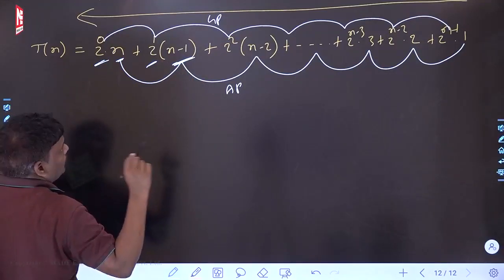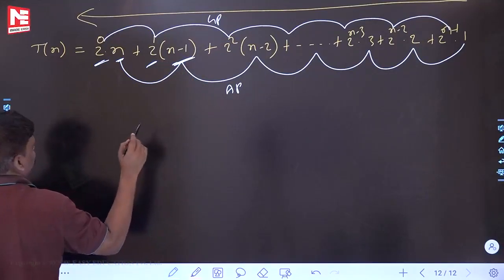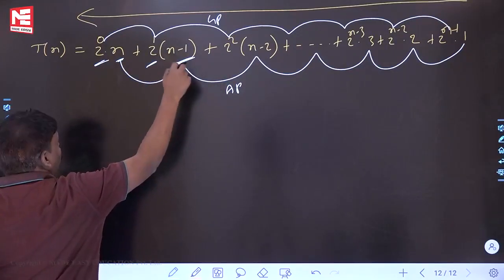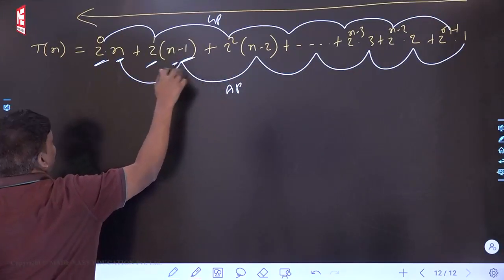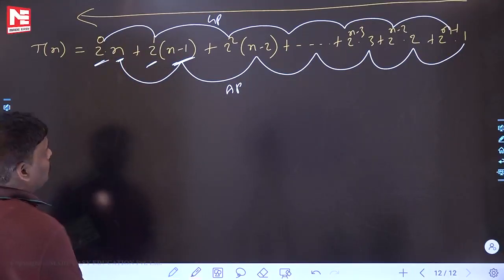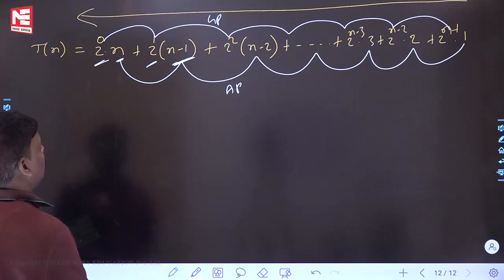How to convert the APGP? Now, very simple. If you want to solve the APGP series, very simple. Can you tell me, what is the GP series? 2 power 0, 2 power 1, and so on, up to 2 power n minus 1. How many terms are there in total? 0 to n minus 1, so n terms.